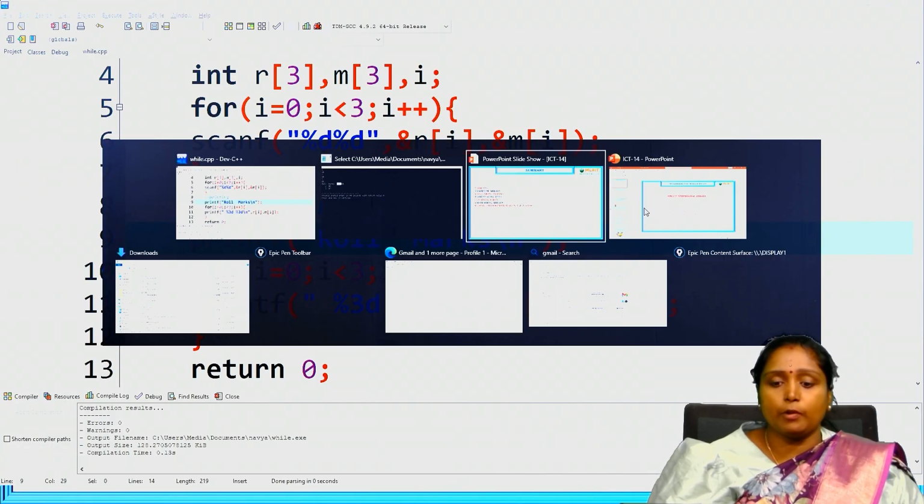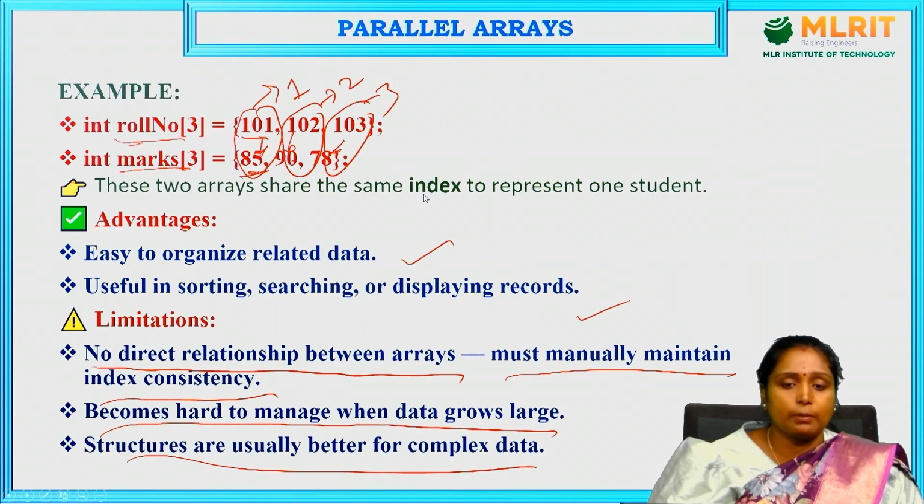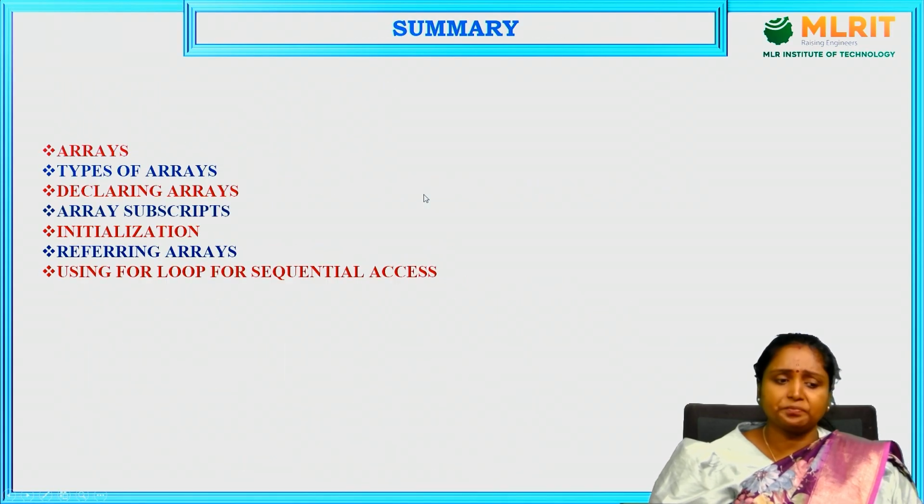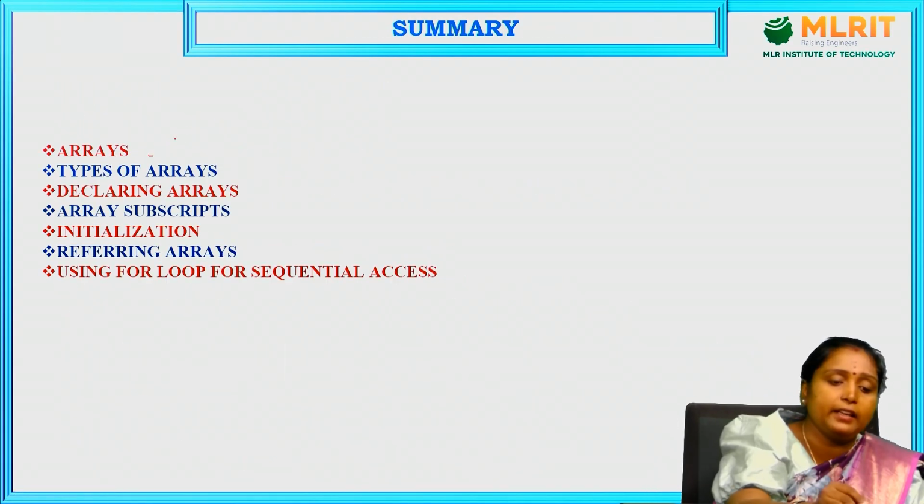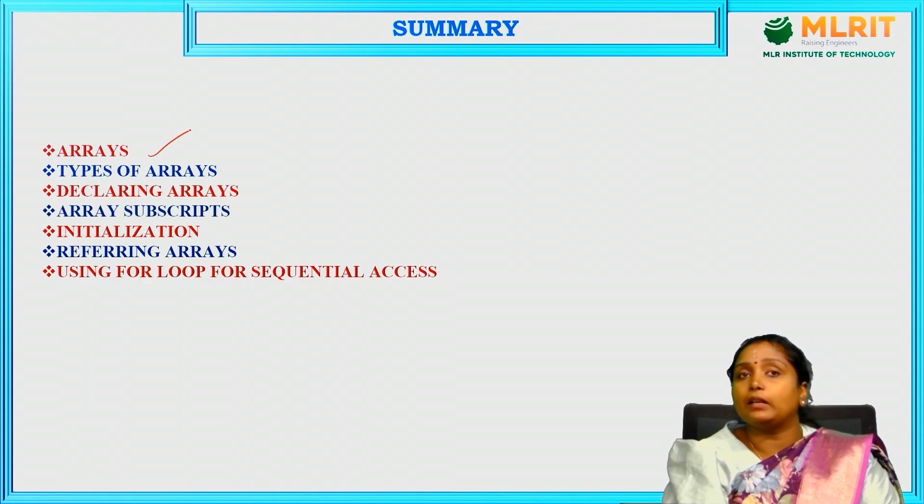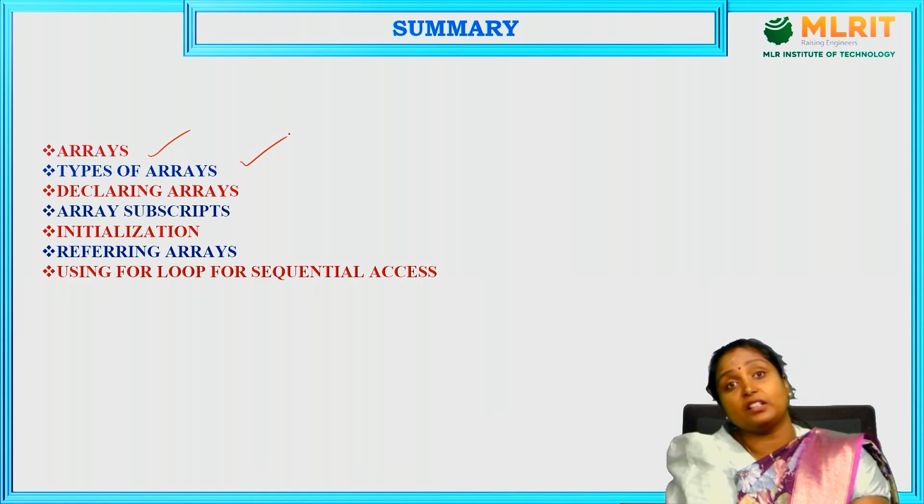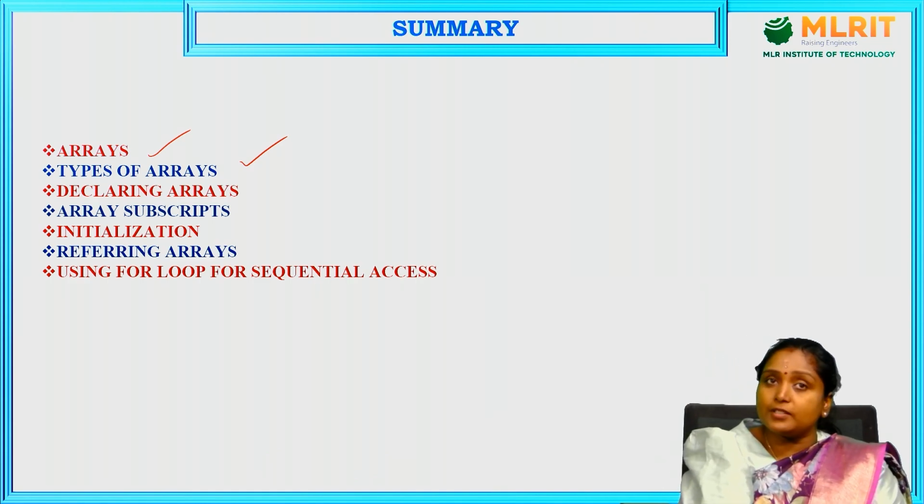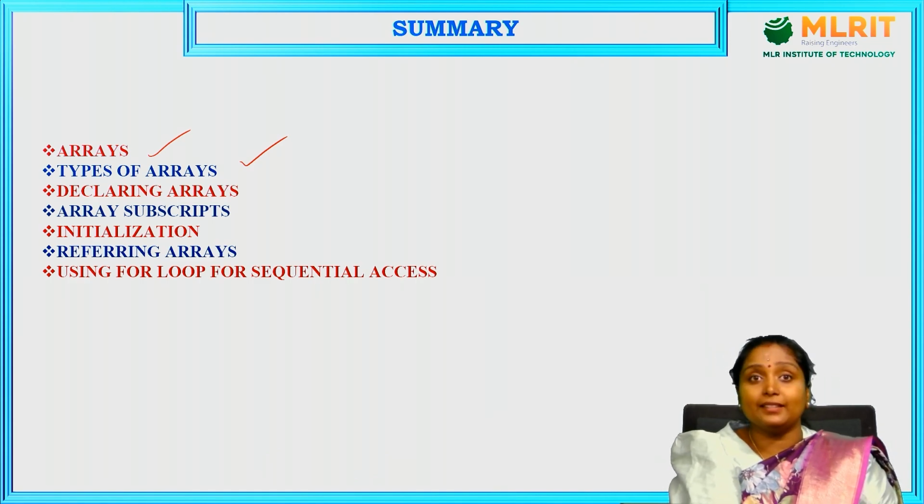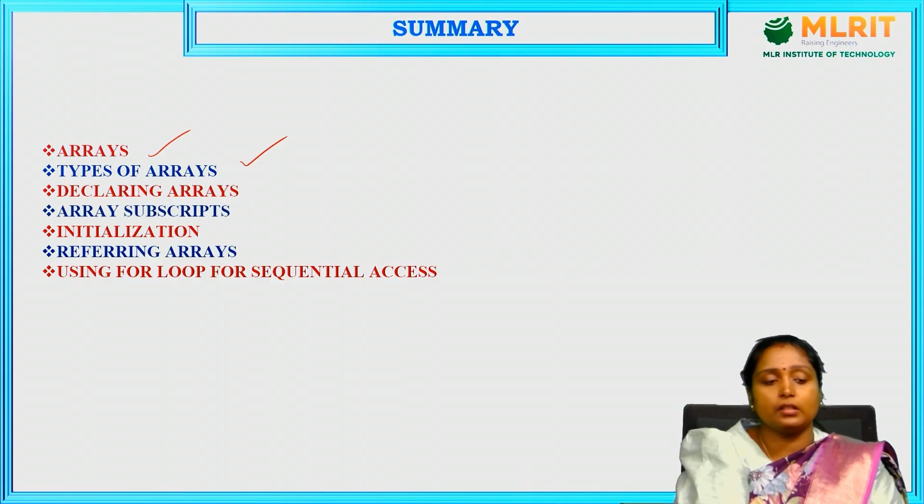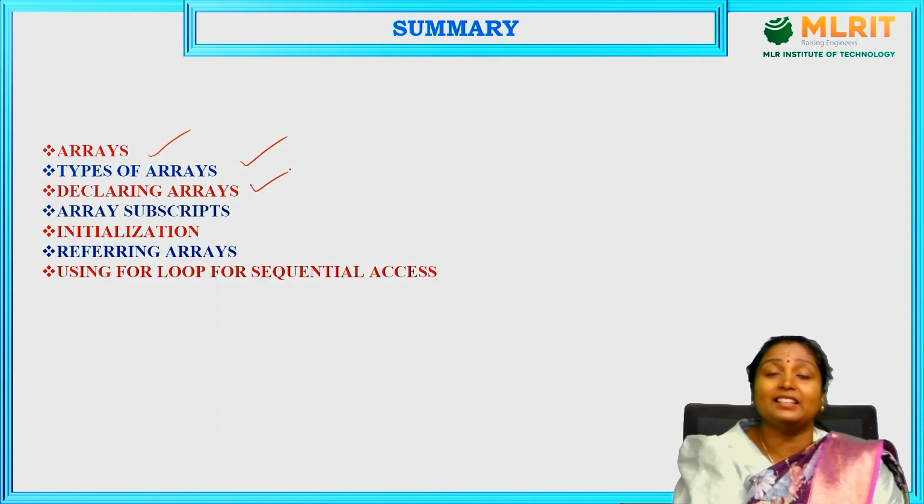So this is all about parallel arrays. Coming to the summary of the session. What is an array? An array is a variable which can hold multiple values of the same data type in contiguous memory allocation. There are 2 types of arrays: single dimensional arrays and multi-dimensional arrays. In this session, we have seen single dimensional arrays. How are we going to declare a single dimensional array?